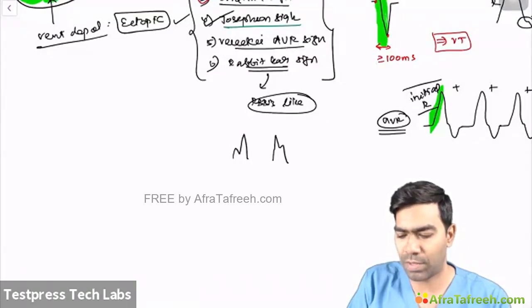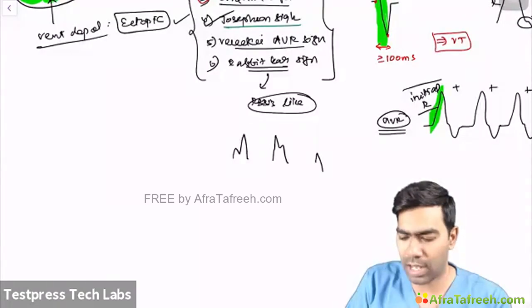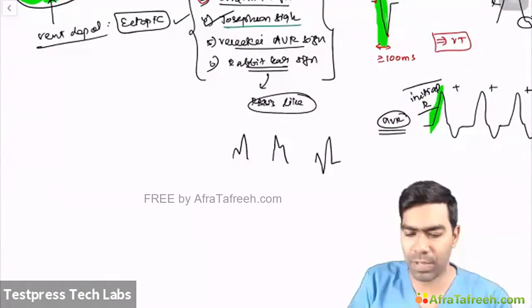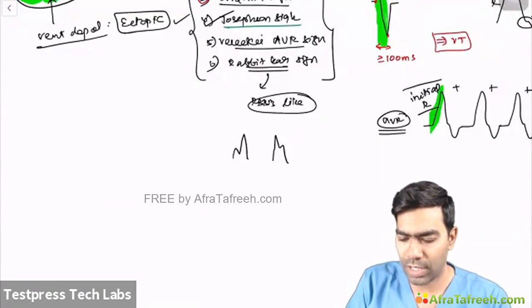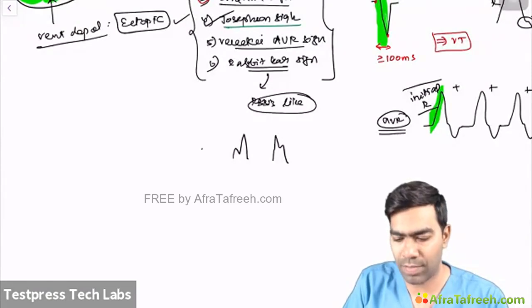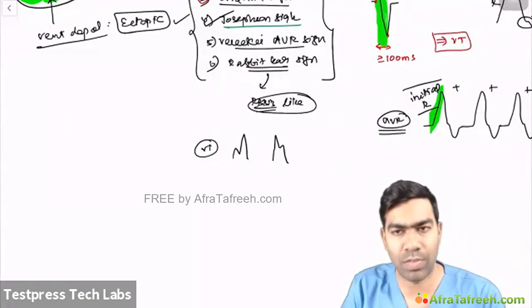There are two types of M morphology that are possible. Even you can get an RSR pattern. Remember, this kind of typical RSR pattern is unlikely to be a VT. So most of the times you don't get it. This kind of M pattern you get in V1 if it's a right bundle branch block, we know that.